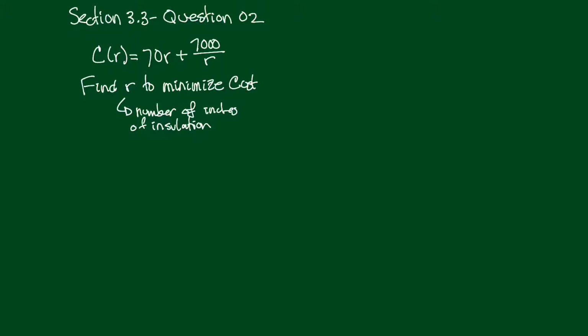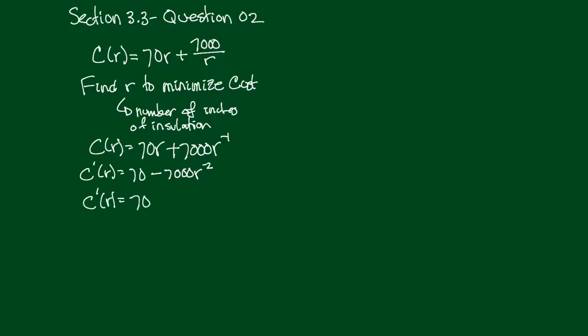Now, I know what I'm going to do here. Instead of using the quotient rule, I'm just going to bring this r up and write it like this. C of r is equal to 70r plus 7,000 r to the negative 1. Now let's differentiate. C prime of r is equal to 70 minus 7,000 r to the negative 2. And I'm going to rewrite it with that positive exponent as 70 minus 7,000 over r squared.